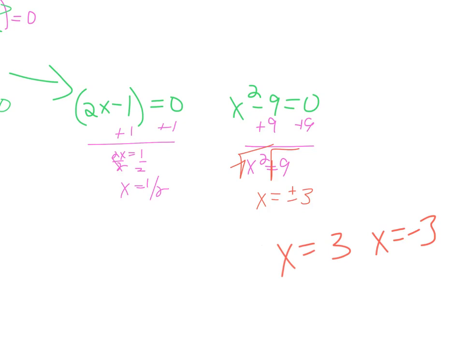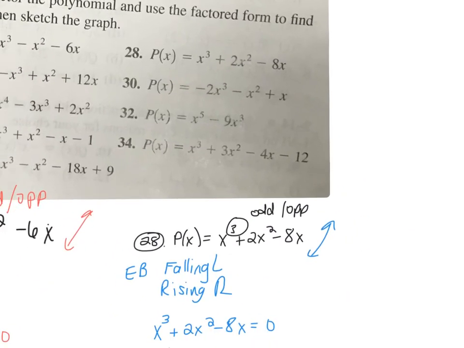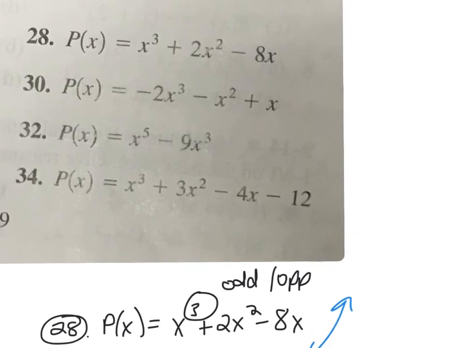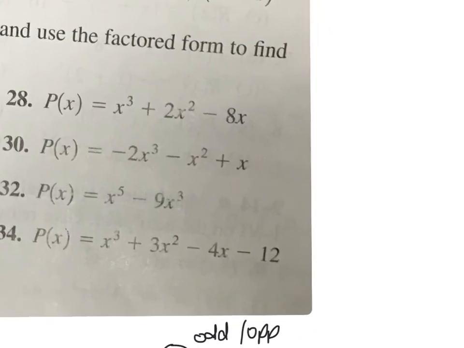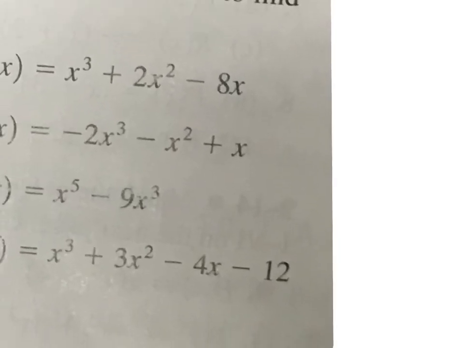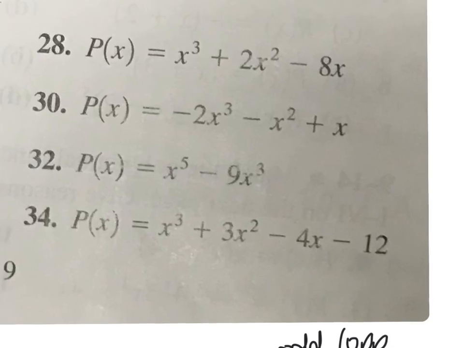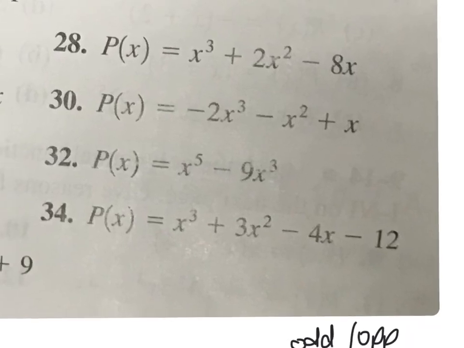Hang on one second. Oh, just number 30. Sure. Let's look at it. Okay, so you guys look at 30. What's the end behavior for 30? I know. Do you see what 30 is? End behavior. Rising left, falling right.